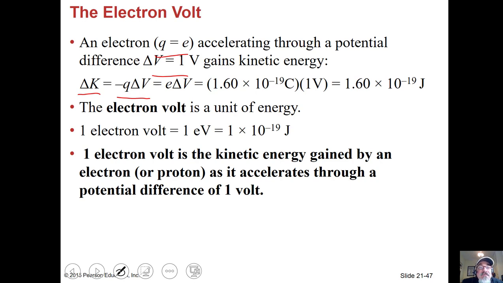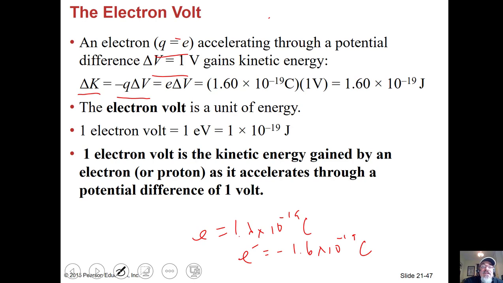Now this, the charge of an electron, remember, is minus e. Maybe this should be minus e there. The fundamental charge is 1.6 times 10 to the minus 19th coulomb. So if it's an electron, it's minus 1.6 times 10 to the minus 19th coulombs. Okay.